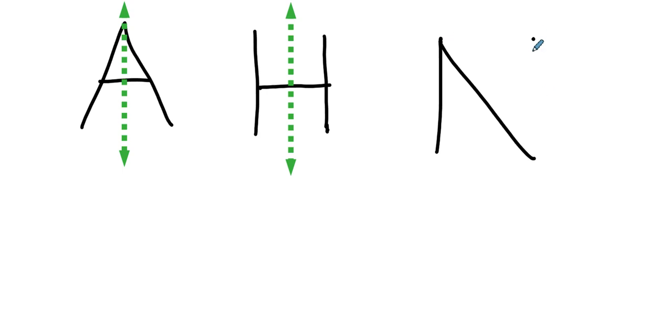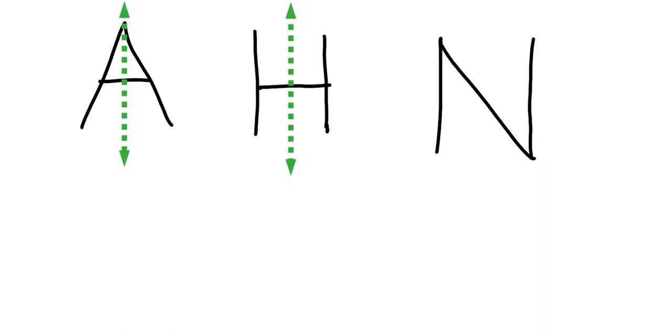We can talk about the letter A having line symmetry. The letter H has line symmetry, right? Like we can draw the symmetry line, but we wouldn't say that the letter N has line symmetry, would we? Because you can't draw a line and fold over the line and have that end up where it was, right?